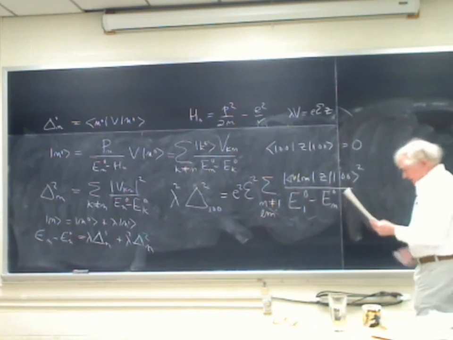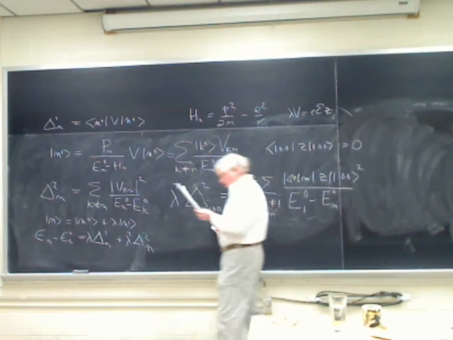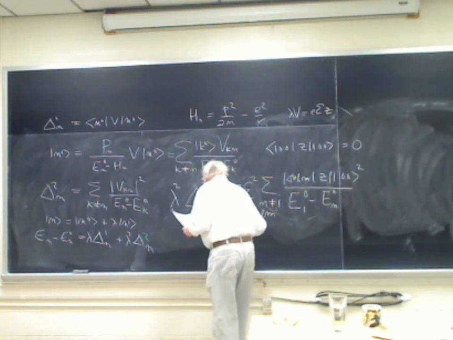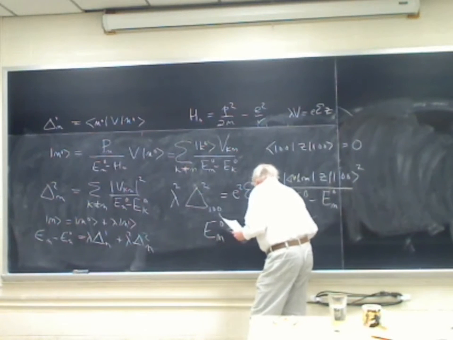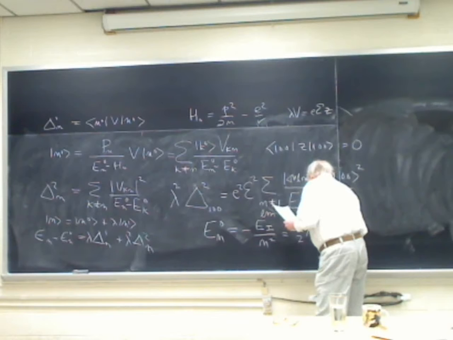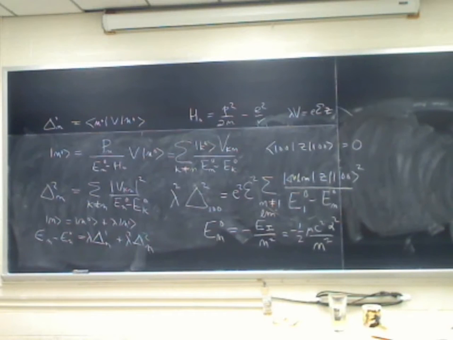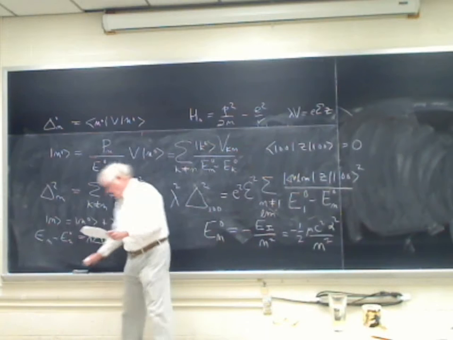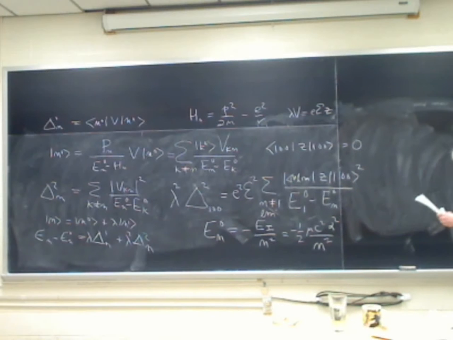Okay, and just to remind you, can you see when I write here? En0 is equal to minus EI, the ionization energy, over n squared, and that's equal to minus a half mu c squared alpha squared over n squared. So that's what we have to compute.